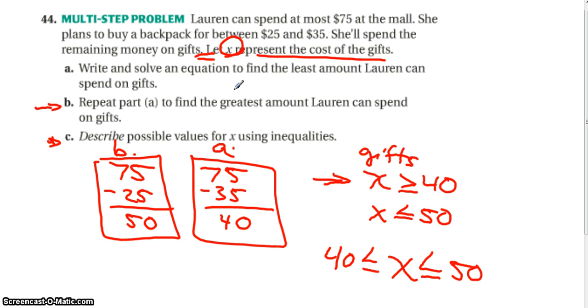Very good. Good job. There it is. You see how that is a true statement? All of the values for the gift must be between $40 and $50. So this is a 3-part statement. It's kind of cool. And we'll get into those next year. Okay? Very good.